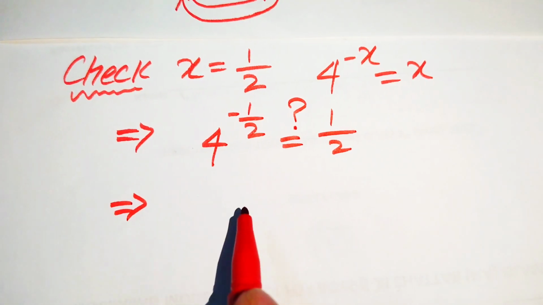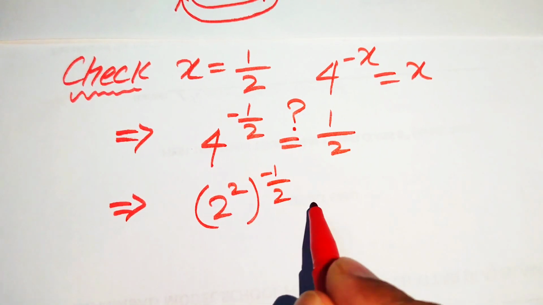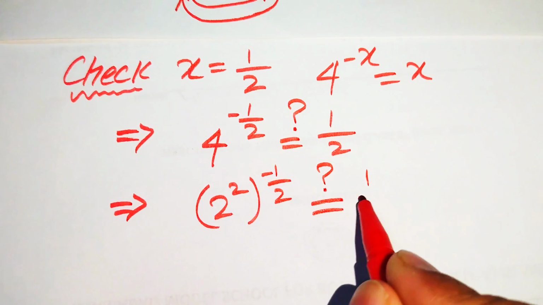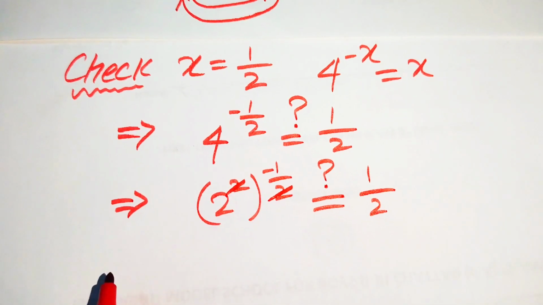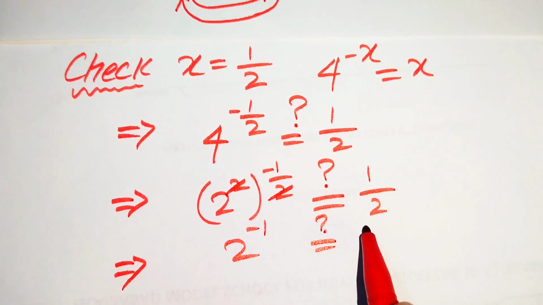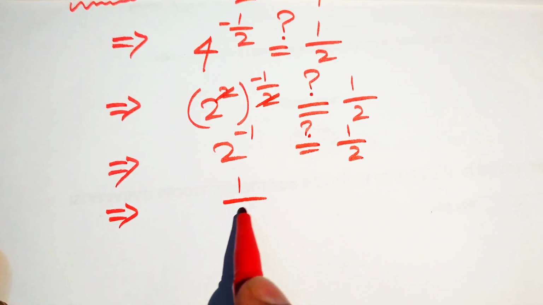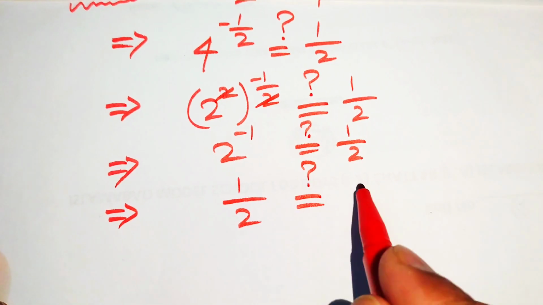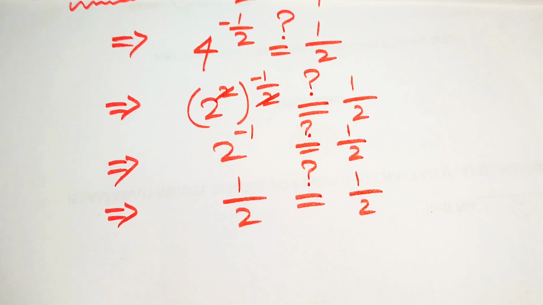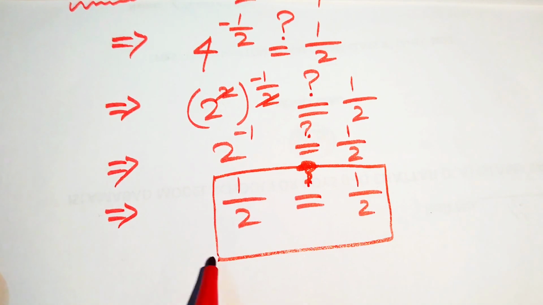So we write this 4 as 2 squared, and its exponent is minus 1 over 2. We check whether this equals 1 over 2 or not. So these 2 and 2 are cancelled by each other, and you get 2 inverse, and you check whether this equals 1 over 2 or not. So this 2 inverse is written as 1 over 2. Is this equal to 1 over 2 or not? Okay, so you see here both of the sides are equal, so it means that the value x equals 1 over 2 satisfies the given equation, and this is the final answer.